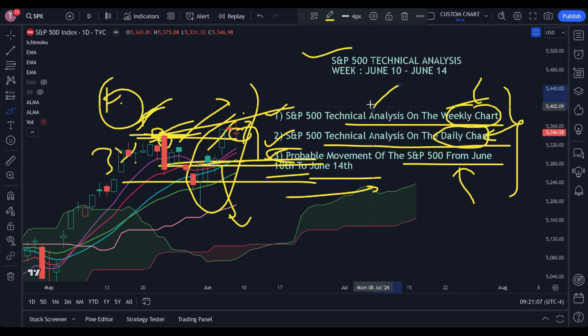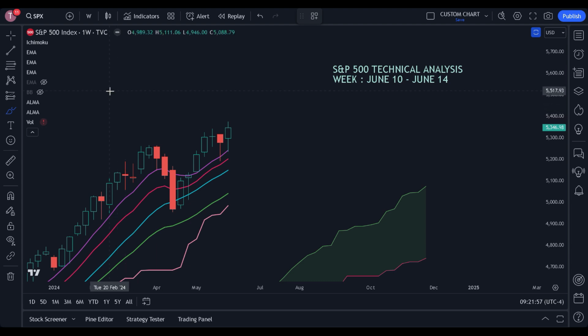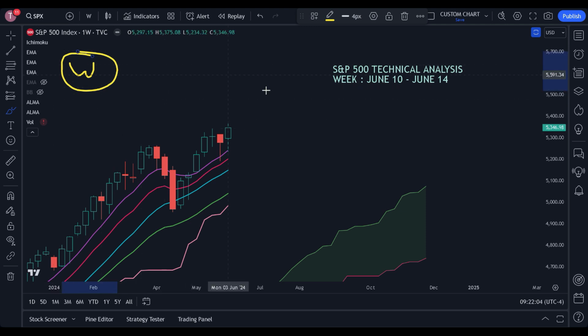So guys, now I am going to discuss the first point of the agenda, that is the S&P 500 technical analysis on the weekly chart. So guys, this is the weekly chart. Weekly chart means one candle represents 1 week, not 1 day or 1 hour. One candle means 1 week.